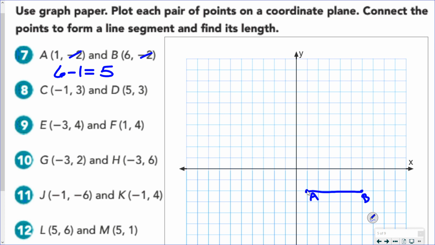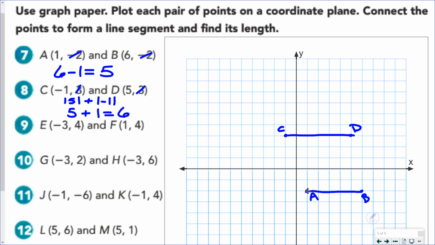C is at -1, 3. D is at 5, 3. Connect. Y's are the same. Different signs. Take the absolute value and add. Absolute value of 5 is 5. Absolute value of -1 is 1. 5 plus 1 is 6.